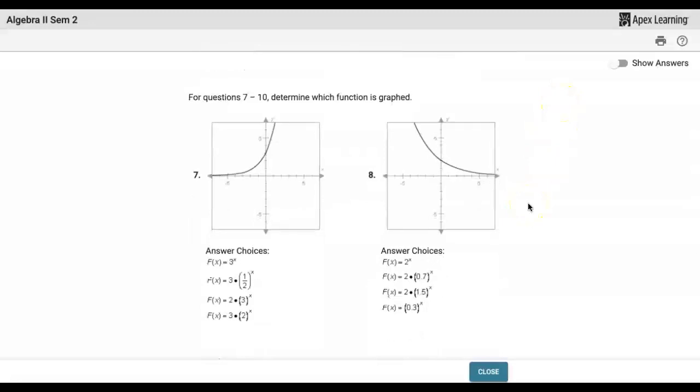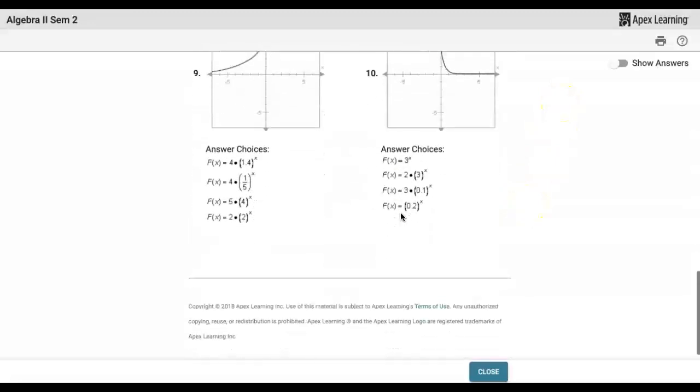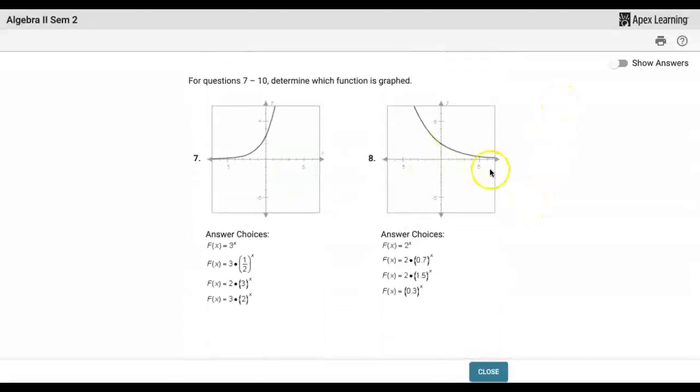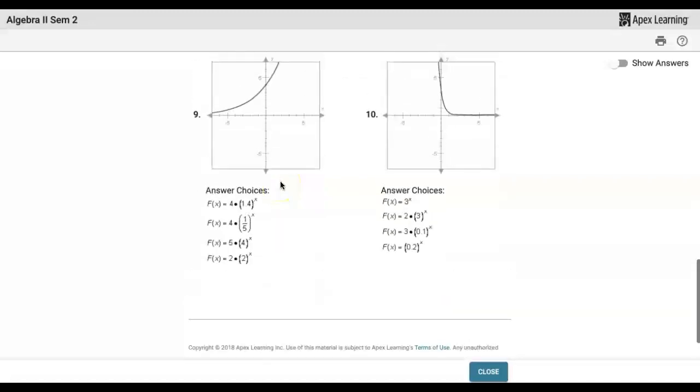And then for 7 through 10, the last problems are, of course, again, identifying the major characteristics. What is the base value? Is it greater than or less than 1? What's the point at x equals 0? What's the point at x equals 1? That's going to help you solve a lot of questions.